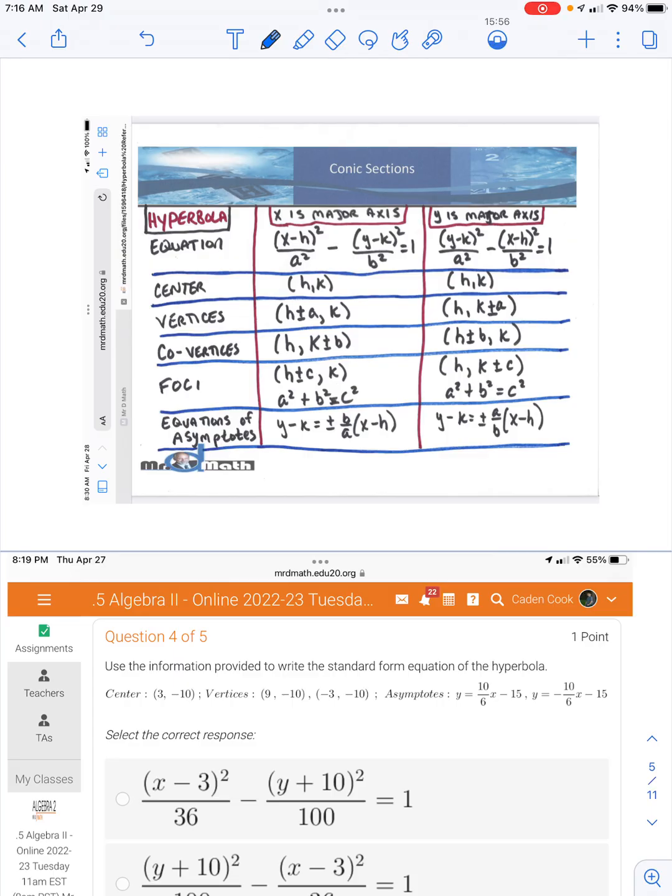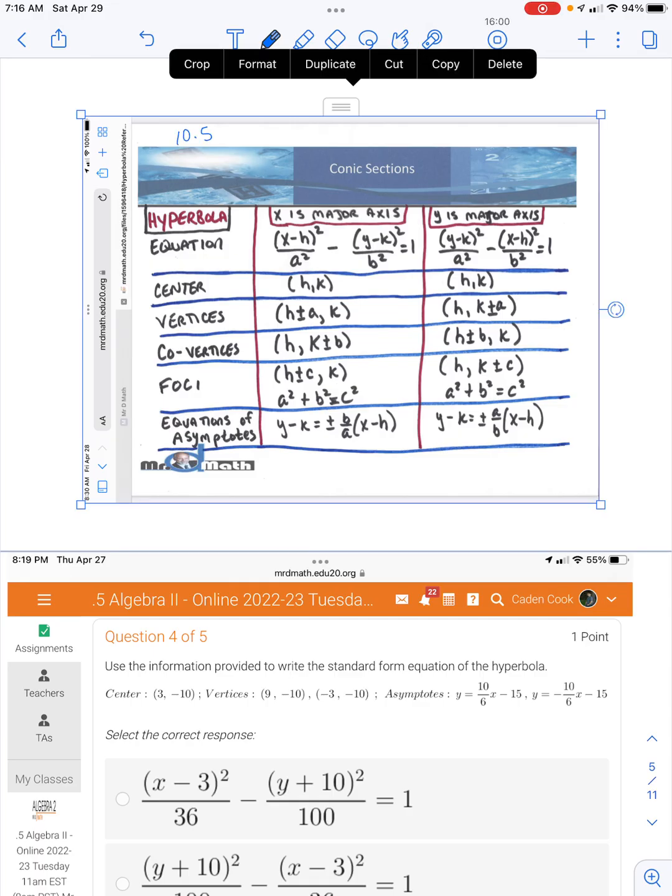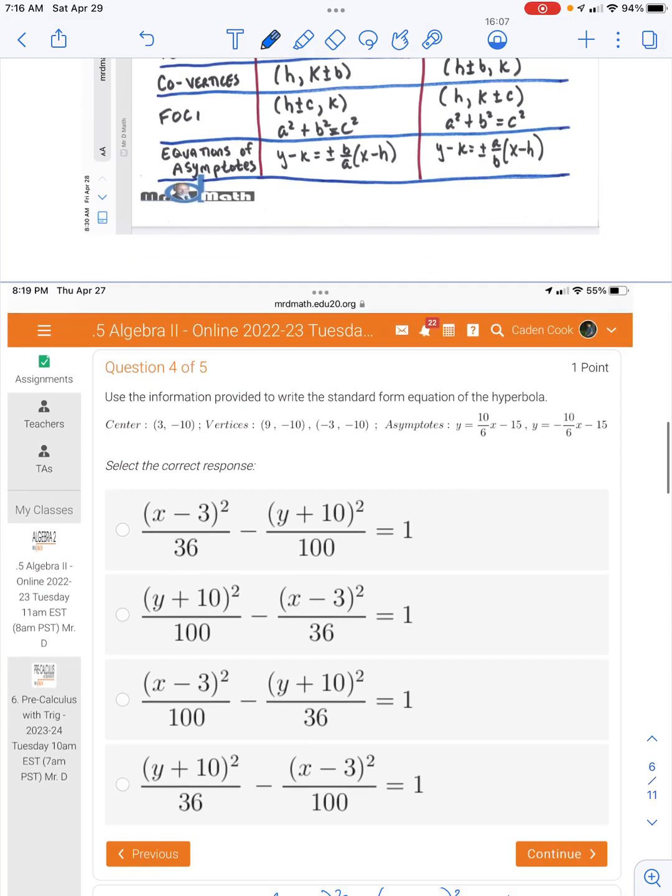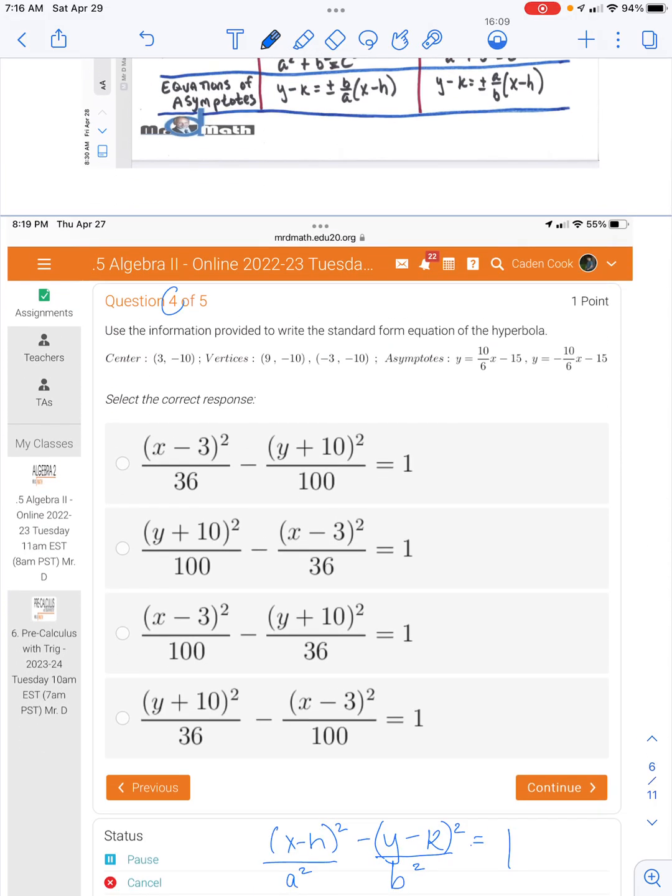The first one we're going to do is coming from the 10.5 quiz, and it is number 4. Let me come down here. I was writing it in the wrong place. So we have number 4 from 10.5.